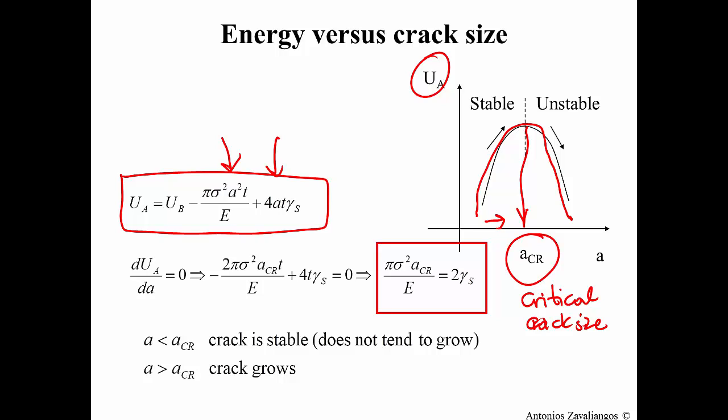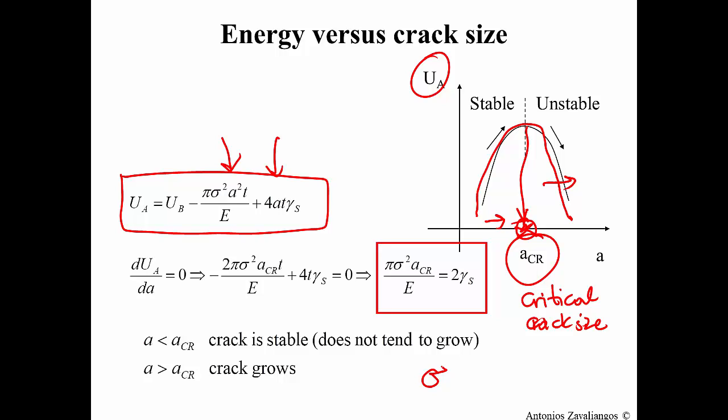On the other hand, if you are above that critical crack size, then the increase of the crack size actually corresponds to a reduction of energy. And since we have a reduction of energy, this change can be spontaneous and it corresponds to fast fracture. Therefore, this is the maximum crack size that can be sustained under an external stress sigma.